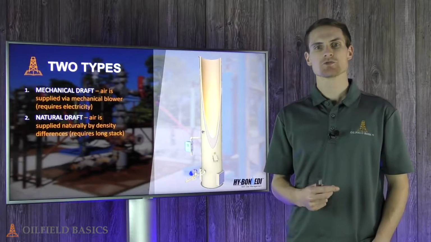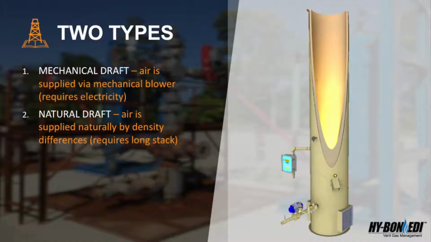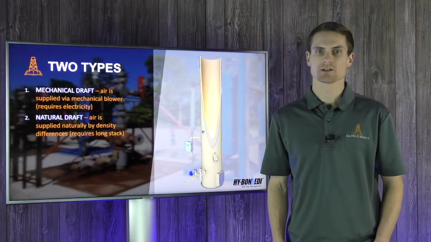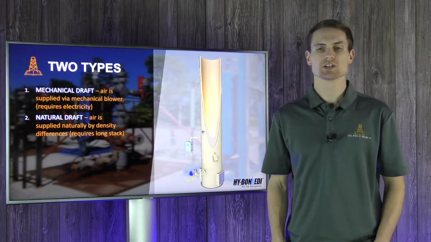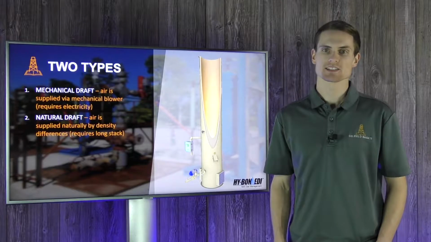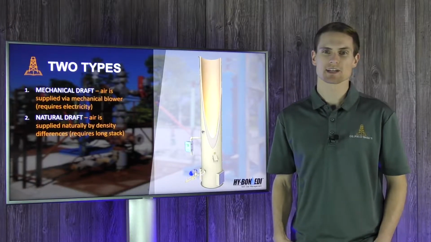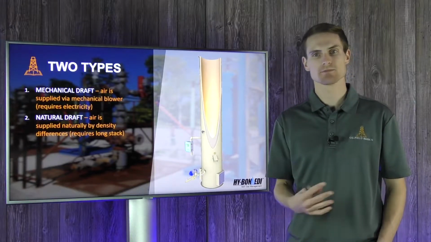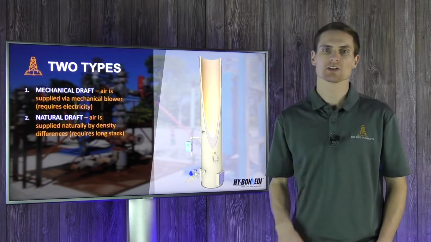Next, I want to talk about the two different types of enclosed combustors. First one being mechanical draft and the second being natural draft. In order to get combustion, you need both fuel, which we've already established comes from the vapors on the tanks, and you need air or oxygen. There are two primary ways in which you can get the air required to combust the gases, either through blowing it into the stack mechanically, which requires electricity that most sites don't have, or you can let it occur naturally.